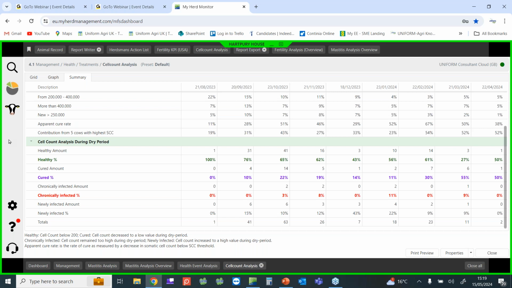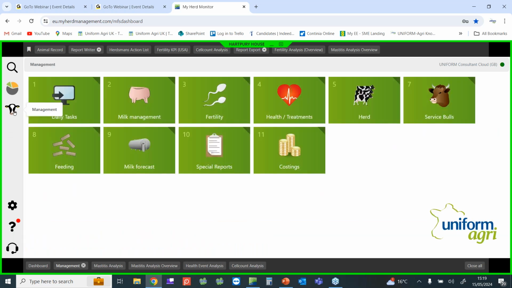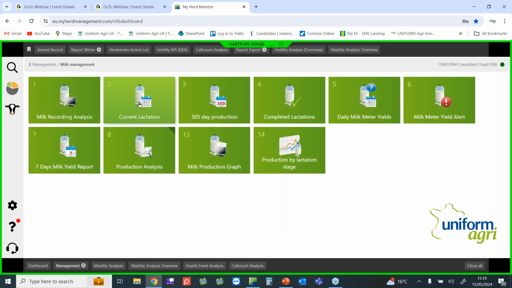Yes. And I just wanted to show a little bit on milk production, because we're trying to concentrate on showing you fertility, health, and production. So if we go to milk management, there are a number of ways we can look at the 305. It gives us a breakdown of first calvers, second calvers, and older cows. That can be done on realized, and it can also be done on expected.